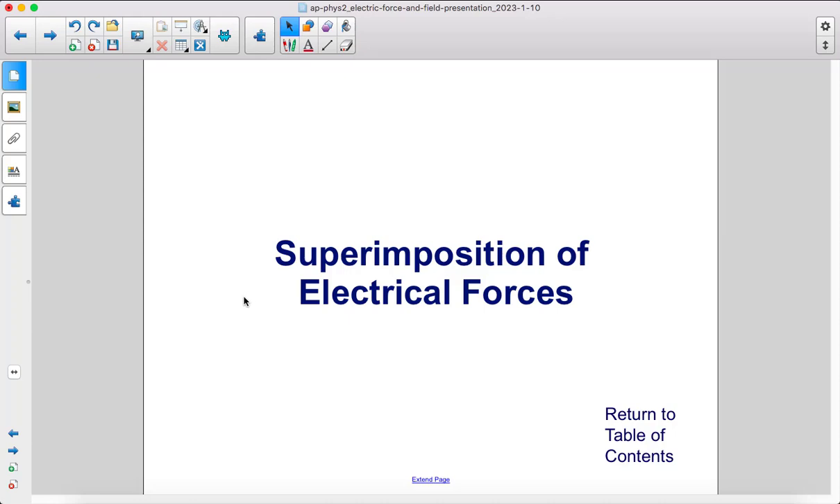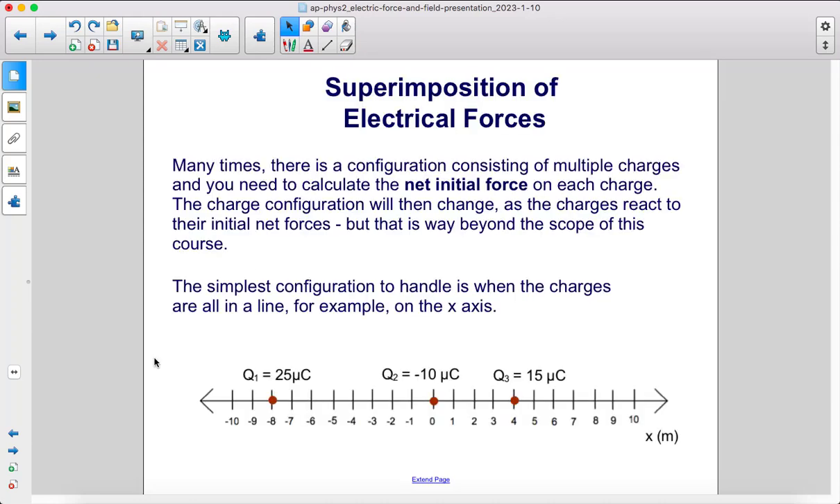Superimposition of electrical forces. Many times, there's a configuration consisting of multiple charges, and you need to calculate the net initial force on each charge. The charge configuration will then change as the charges react to their initial net forces, but that is way beyond the scope of this course.